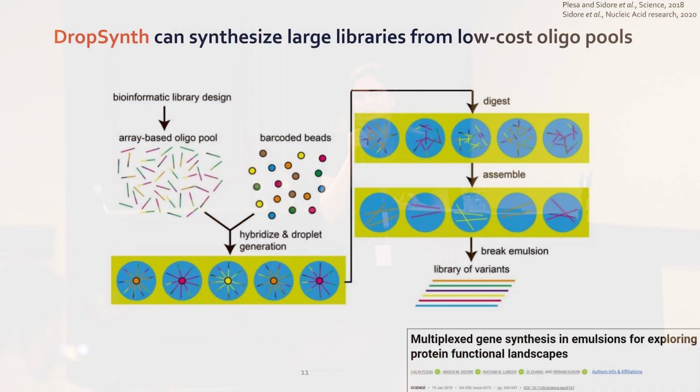Okay, so now we have our in silico library, but of course the next step is how are we going to generate this in the lab? So we did a deep dive into the literature, and we found out about a technique called DropSynth. DropSynth is a technique from the Sri Kosuri and Calin Plesa lab, and it's able to generate large DNA libraries from low-cost oligopools.